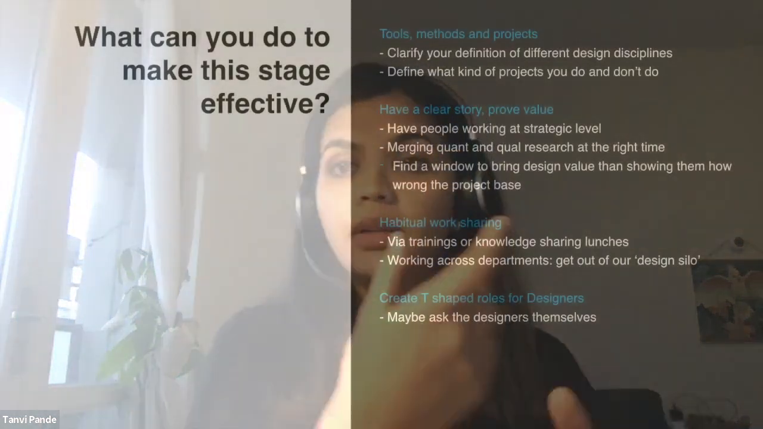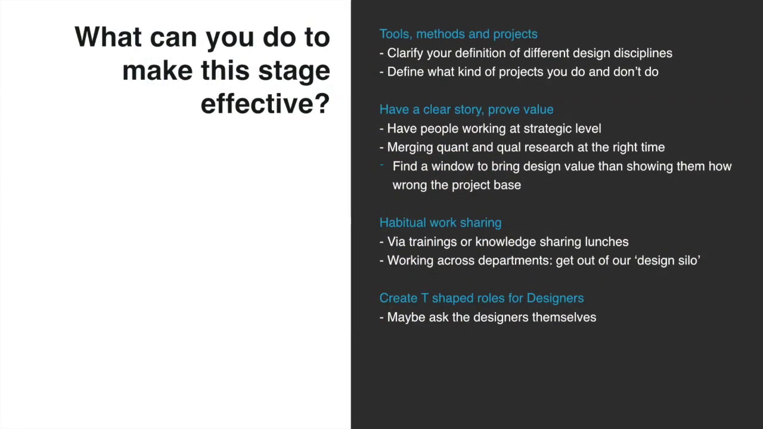Have a clear story, so make sure you have people constantly working on the strategic layer. Have a window to bring design value, and show them how the project can be right or wrong based on a change today. So they're not going to adopt this change immediately. You just show them that it could be better. It's nice to have some trainings, also understand the processes, so you know, have swap trainings, and working across departments.